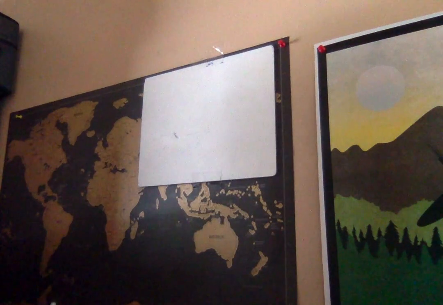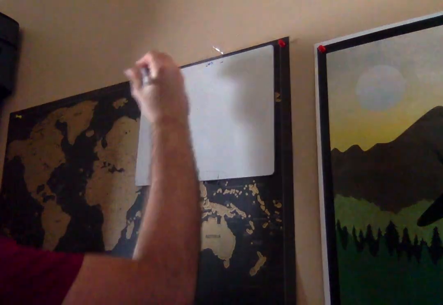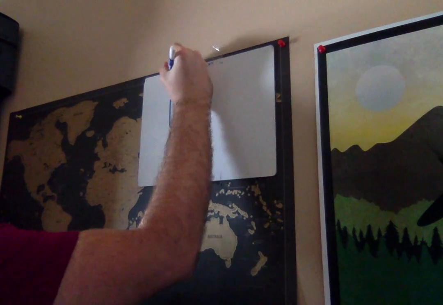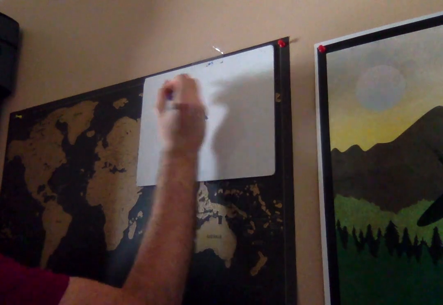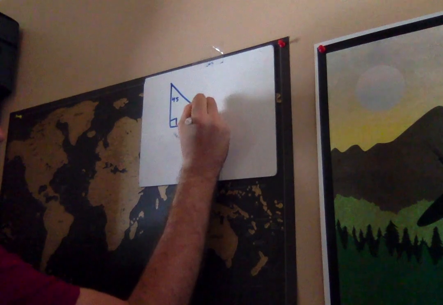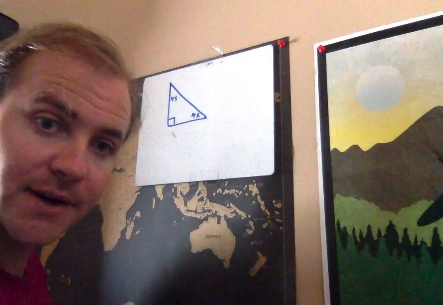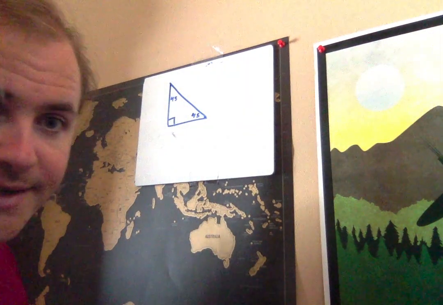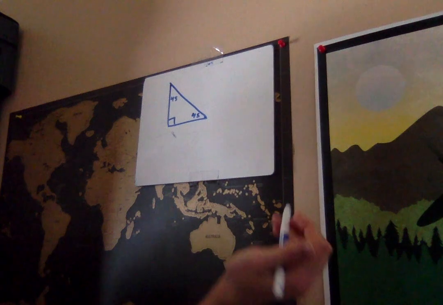Alright, so let's go over the basics. A 45-45-90 degree right triangle is exactly what its name implies. It's a right triangle where you have two 45 degree angles, so that makes it an isosceles right triangle. Now here's how this works.